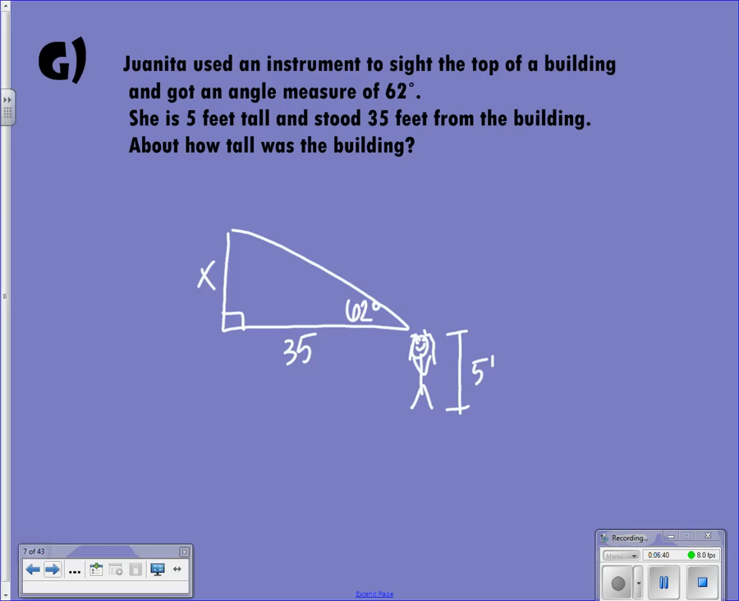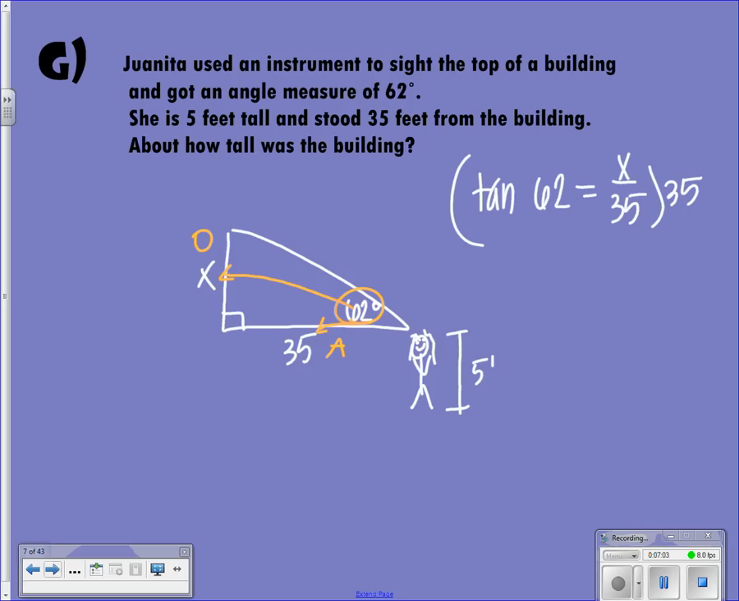Okay, so if I'm looking at my triangle, I can solve my triangle, again, starting at the angle that I'm given. So I'm given 62, so then my x is opposite that, and my 35 here is attached to it. So now I have O and A, so that's going to give me tan. So that's going to say tan of my angle, which is 62, equals x over 35. So to solve for x, I can just multiply each side by 35 here, and I'm going to get x equals 65.8.